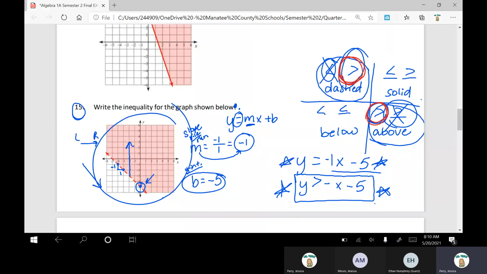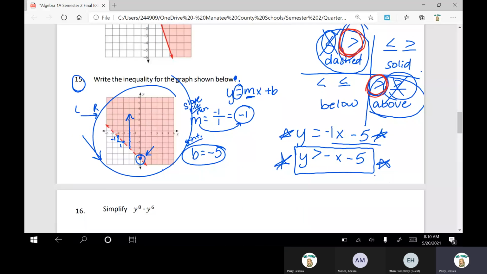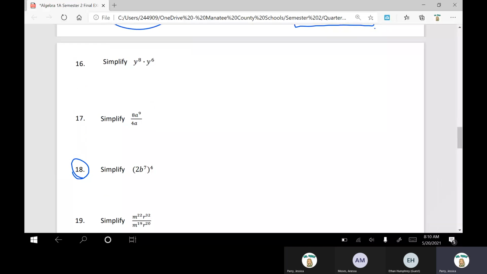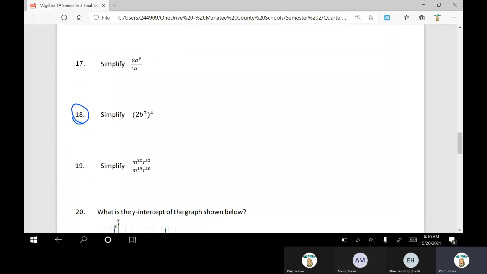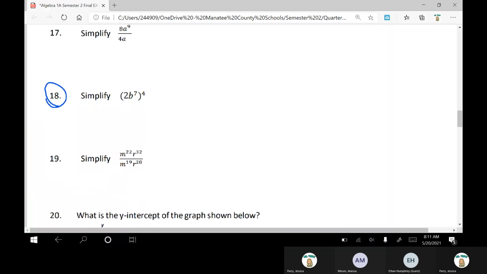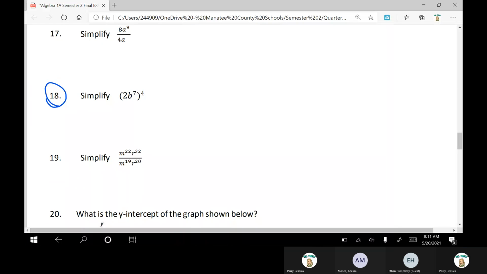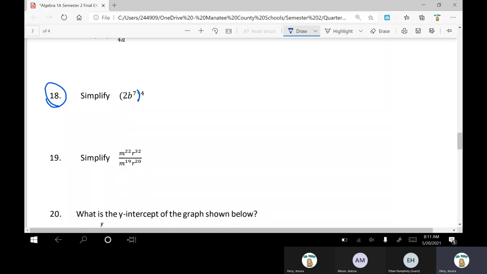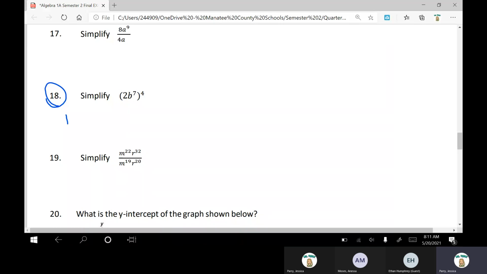Okay, so that was number 15. And then the other one I think we said was number 18. Let me scroll down. Yep, number 18. Okay, so for number 18, we've got this 2b to the 7th power. All of that is raised to the 4th power. So this is going to be like our power rule. So we're going to kind of share out that power of 4 to everything inside.